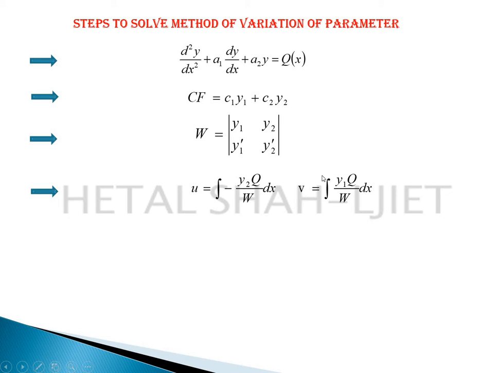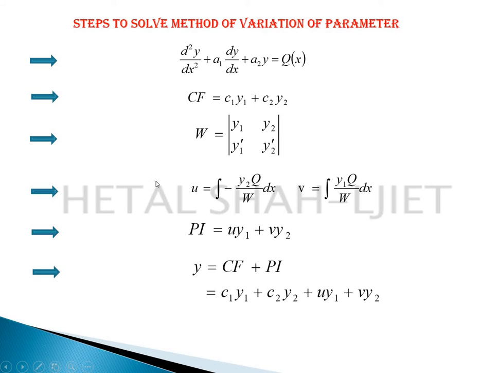Similarly for V, y1 we get from the CF. Q is the right hand side of the given differential equation. This is the Wronskian. Now PI is U, which we get from this equation, into y1 plus V into y2. So the general solution is CF plus PI.